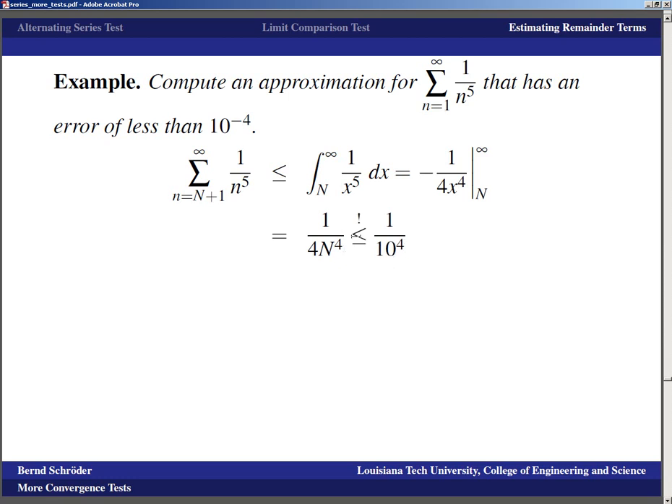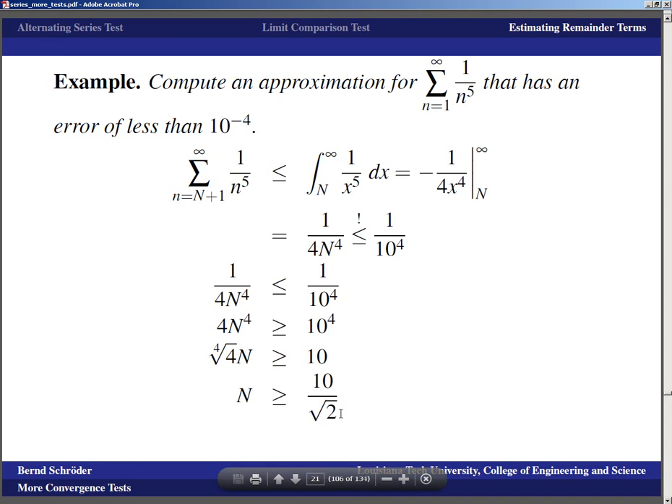And now I'm just going to make this upper bound less than or equal to 10 to the fourth, which means 1 over 4 n to the fourth should be less than or equal to 1 over 10 to the fourth, which is the same as 4n to the fourth being greater than or equal to 10 to the fourth, because when we go to reciprocals, the inequality has to be changed around. And that would mean that n to the fourth, or I take the fourth root first, so fourth root of 4 times n has to be greater than or equal to 10, and the fourth root of 4 is the square root of 2, so n is greater than or equal to 10 over square root of 2.